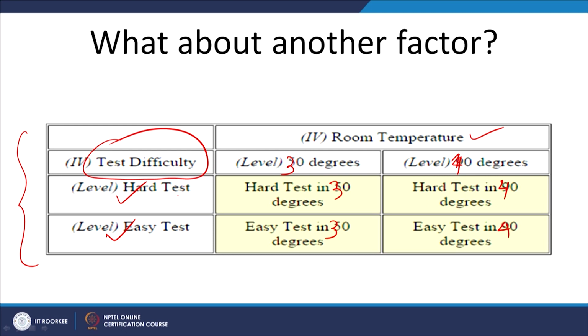Now, if I ask him to take a hard test at a high temperature, maybe his performance might be very poor or it could be even better, I do not know, sometimes people react positively in adverse conditions. But generally speaking the result will be bad because he is sweating and at the same time the test is also very hard, okay. So, these kind of studies help you to find an interaction effect, okay.